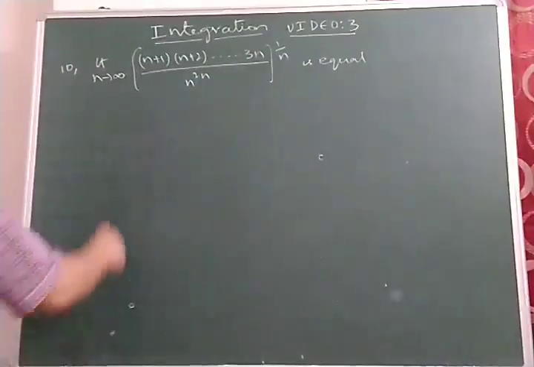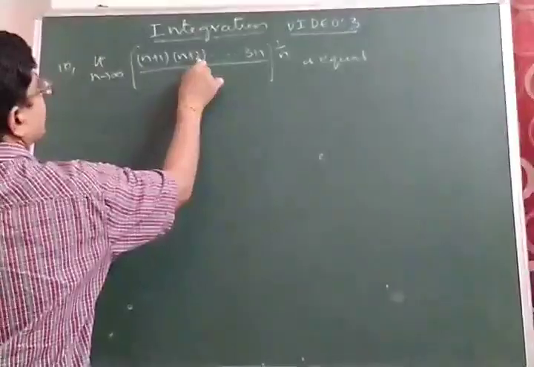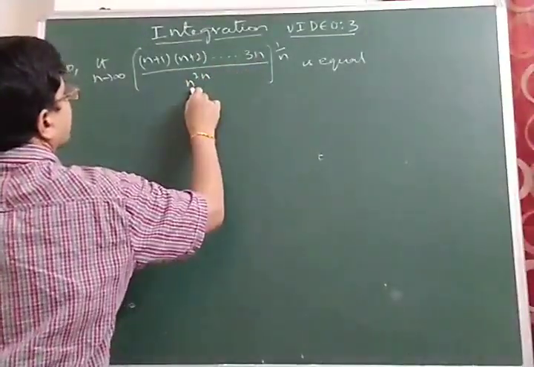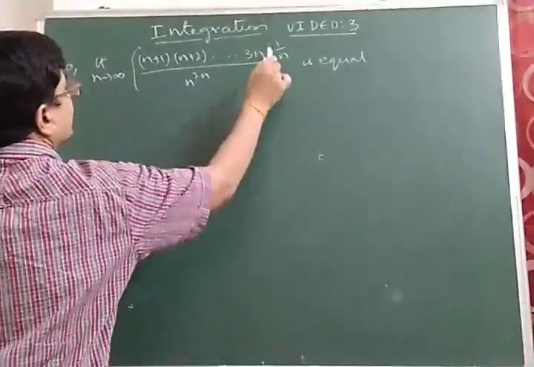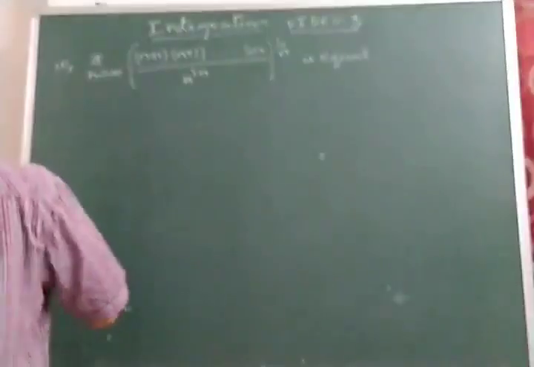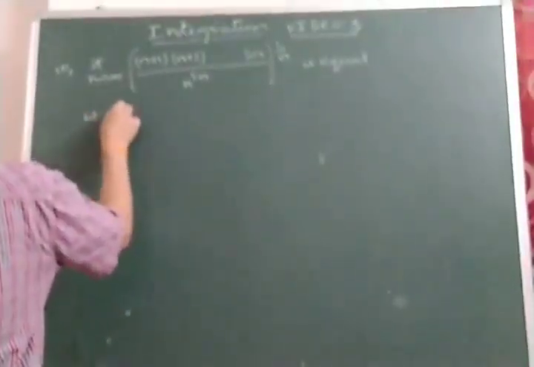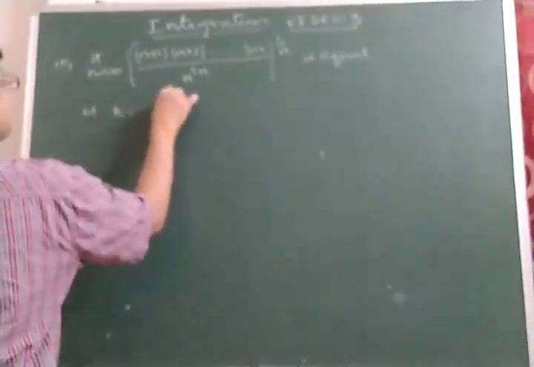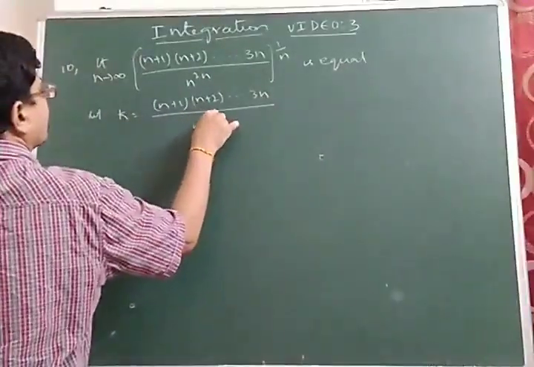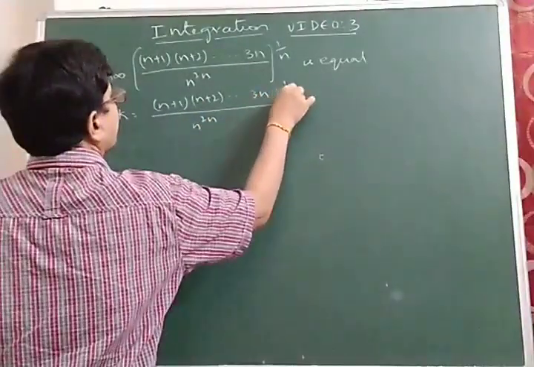Question 10. Limit n tends to infinity of ((n plus 1)(n plus 2) and so on up to 3n, divided by n to the power of 2n) whole to the power of 1 by n. Let k be equal to this expression.